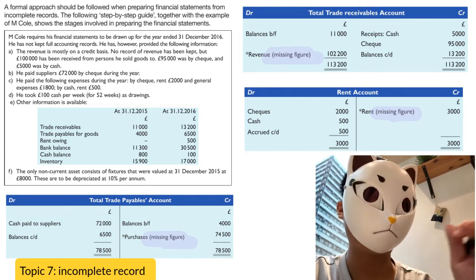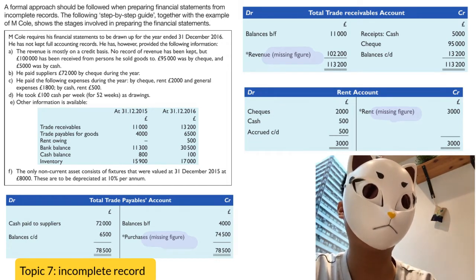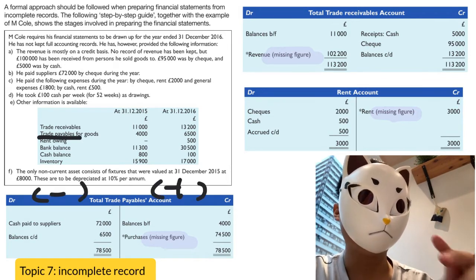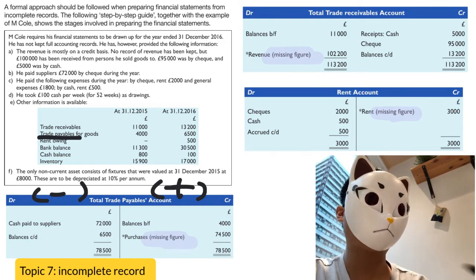Now, let's take a look at the difficult part. You can see, for example, for the trade payables, both the opening balance and the closing balance are given. But students, you have to understand, for the trade payables, as an account of liabilities, the balance will be put in the credit side.